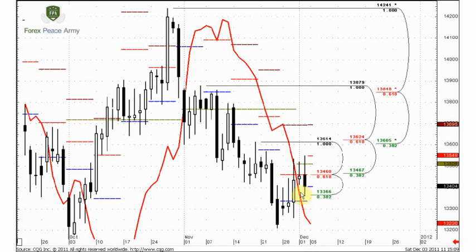But currently, again, there are more bearish signs than bullish signs of the potential continuation. Okay.